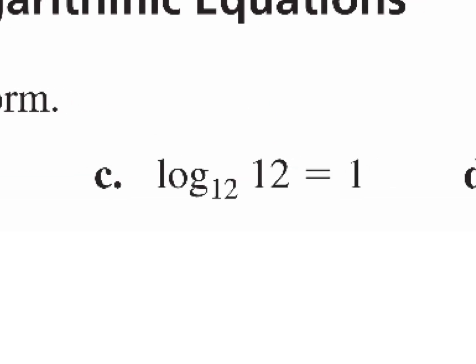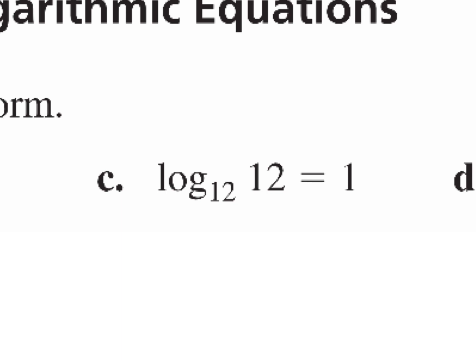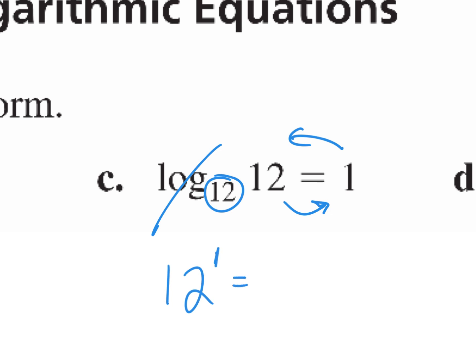Let's go to the next one. What happens with the word log? I cross it off. What does my little 12 become? Big 12. And then what happens with these two? They switch spots. So 12 to the 1st power equals 12. Is that true? Yeah, good.